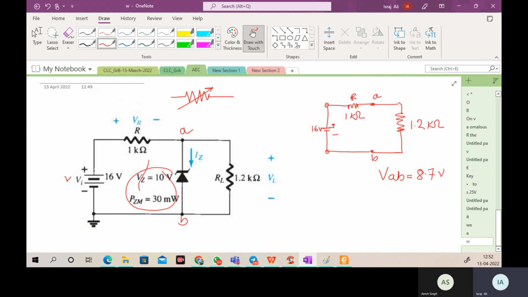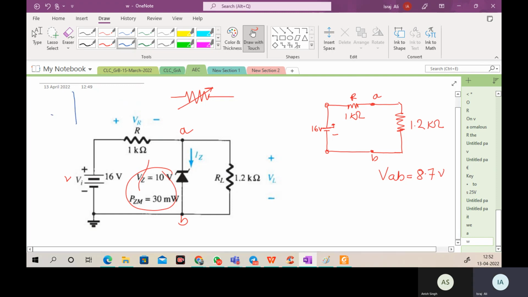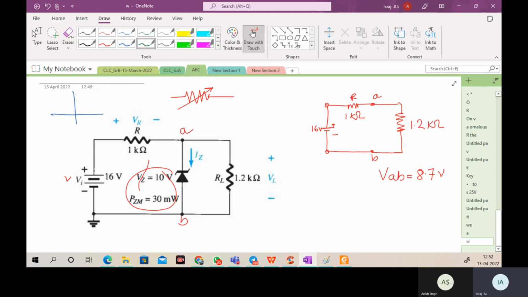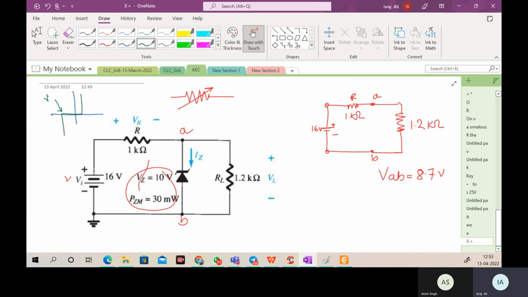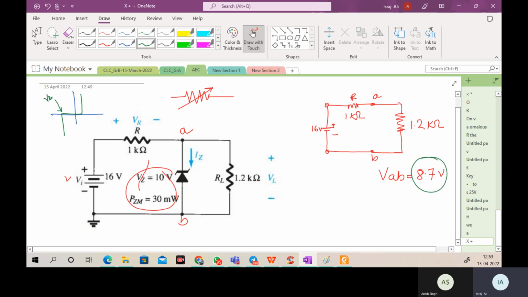Now look at here. I need to take you to the general characteristics. My general is over here, this is over here, and this is over here. What voltage is this? VA. What current are we getting right now? What voltage we are getting, when we analyze the circuit, is 8.7 volt across this one.